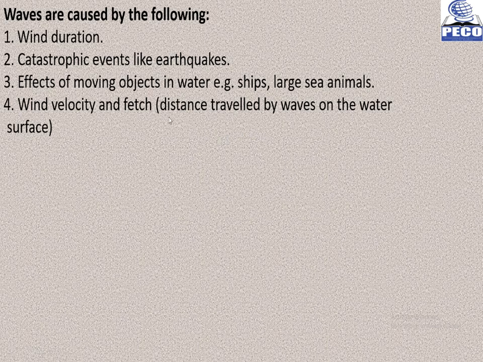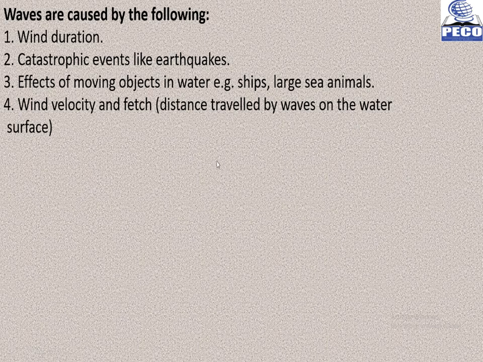Then it could be as a result of movement of objects in water, possibly the ships. As they are moving, they force the water forward and backward, so they cause gentle and violent waves. It could be movement of large sea animals like the sharks, the whales. As they move in the water, they cause that oscillation of the water, which we are referring to as the waves. Then the fourth cause could be the wind velocity and fetch, meaning the distance traveled by waves on the water surface.